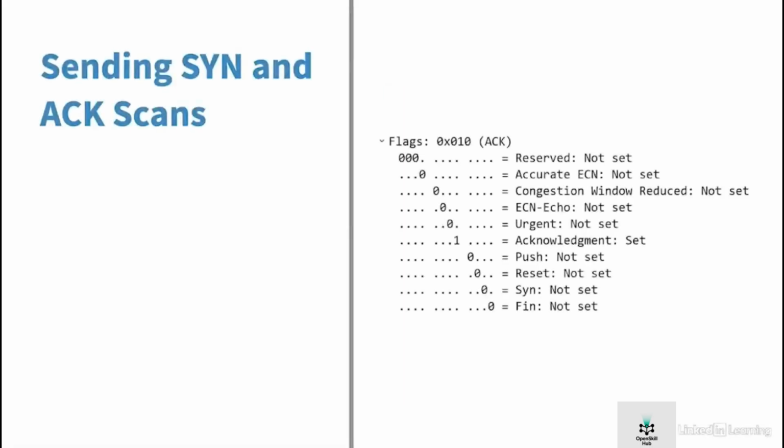A TCP header has multiple flags that can be manipulated, which can be a powerful ally when scanning a network. In this segment, we'll learn how the TCP SYN and ACK flags can be used to detect live hosts on the network and identify firewall rules.